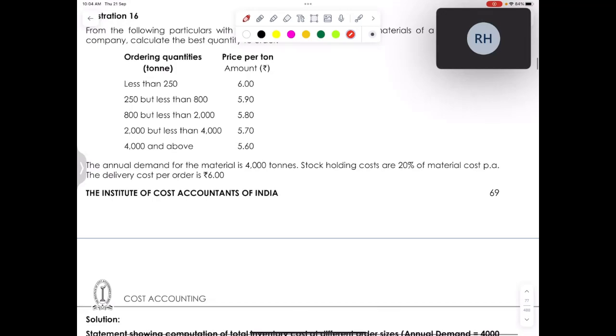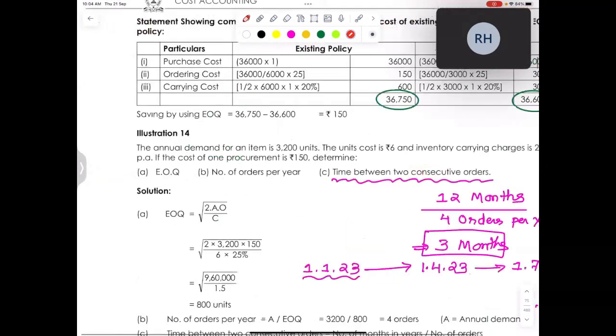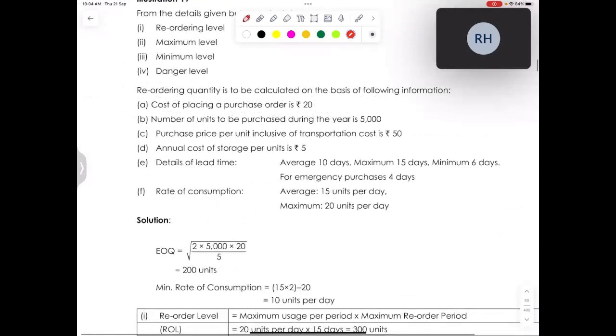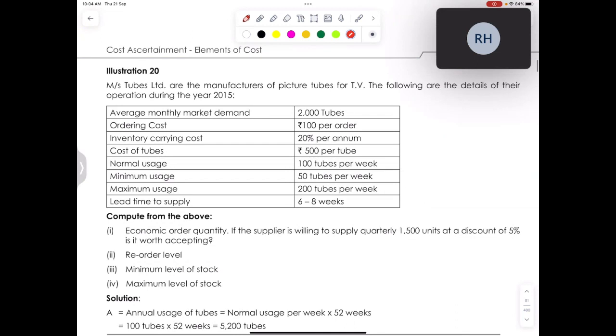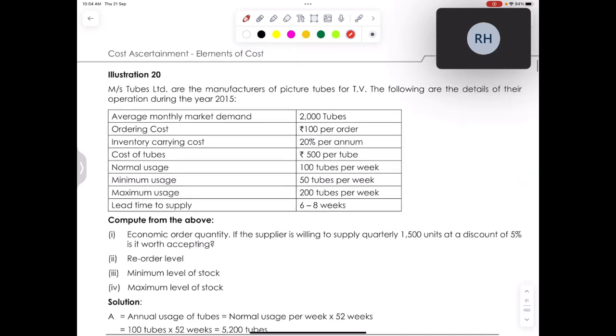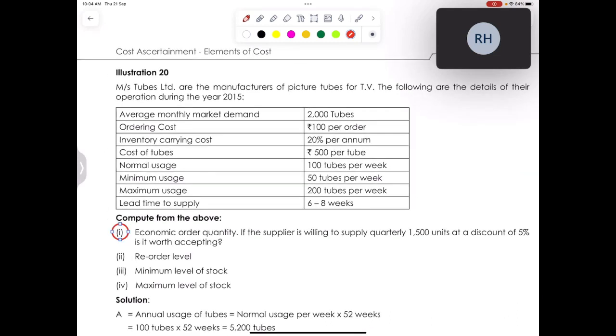Now we will study some other concept. This is whether there are more questions on EOQ and ROQ. Just we will check. Okay, my dear friend. Now, please see illustration number 20. Some new concept is available in this particular question number 20.